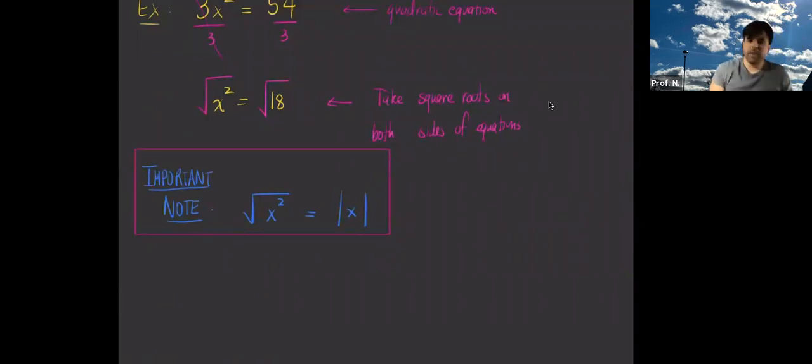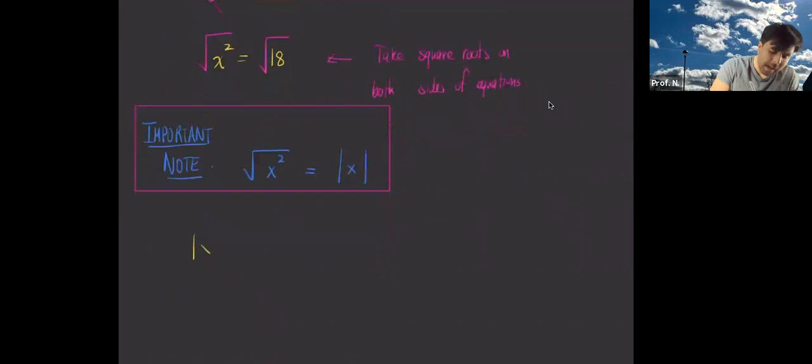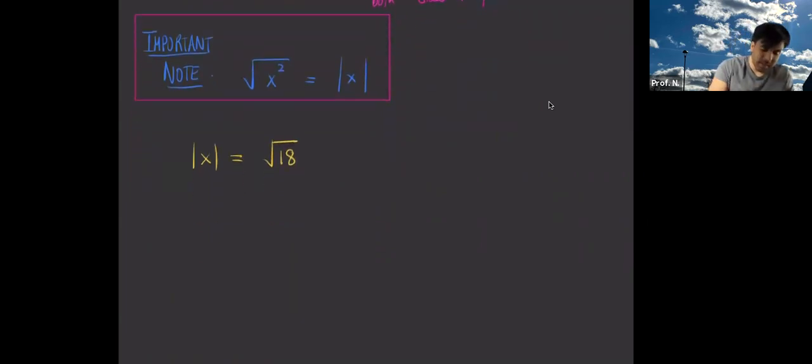When you take the square root of x squared, there's this absolute value. So in reality, you're saying this when you do that. Absolute value of x equals the square root of 18. What does this mean? This means that x could either be rad 18 or x could be negative rad 18.